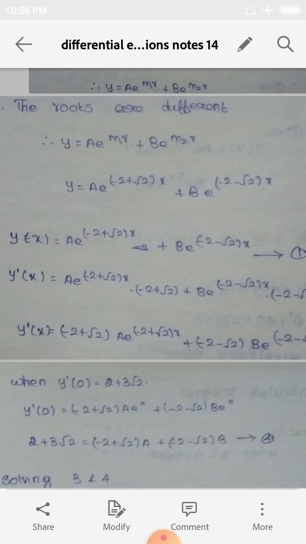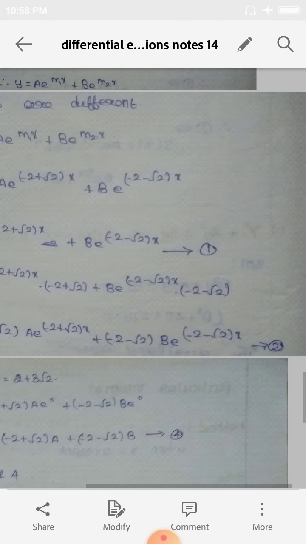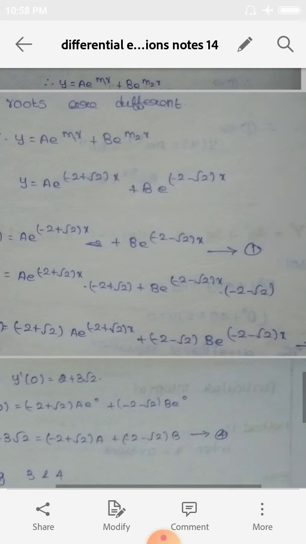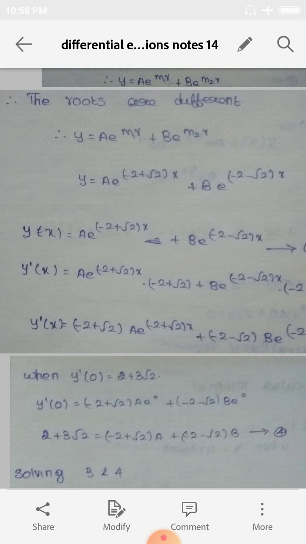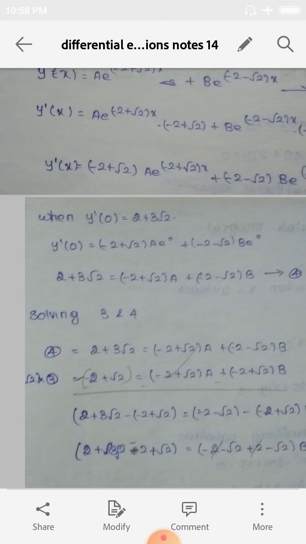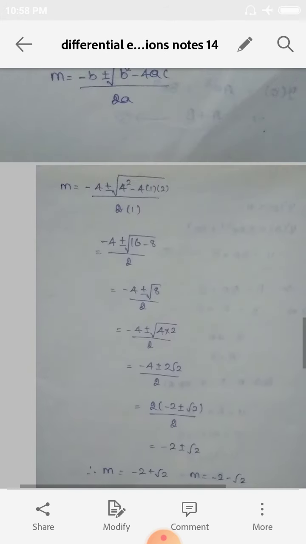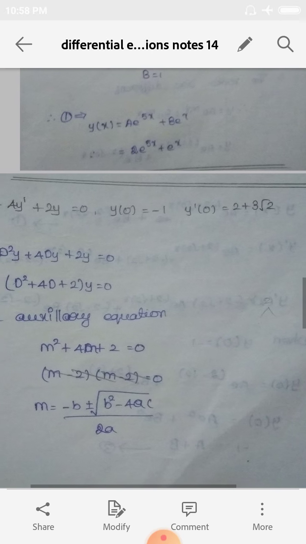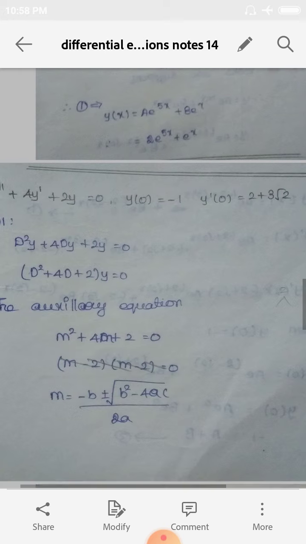And then find y dash of x. What is y dash of x? Simple, nothing but a into e power minus 2 plus root 2 x into minus 2 plus root 2, plus b into e power minus 2 minus root 2 x into minus 2 minus root 2. Mark it as equation number 2. Then substitute the conditions. What conditions are given here? Y of 0 is equal to minus 1, y dash of 0 is equal to 2 plus 3 root 2.